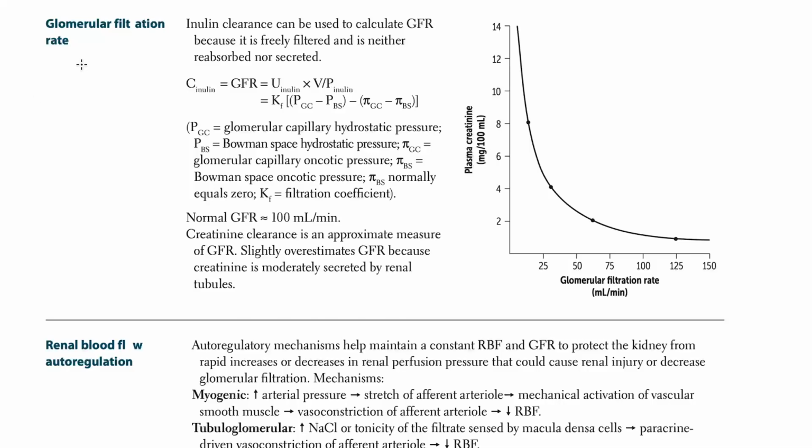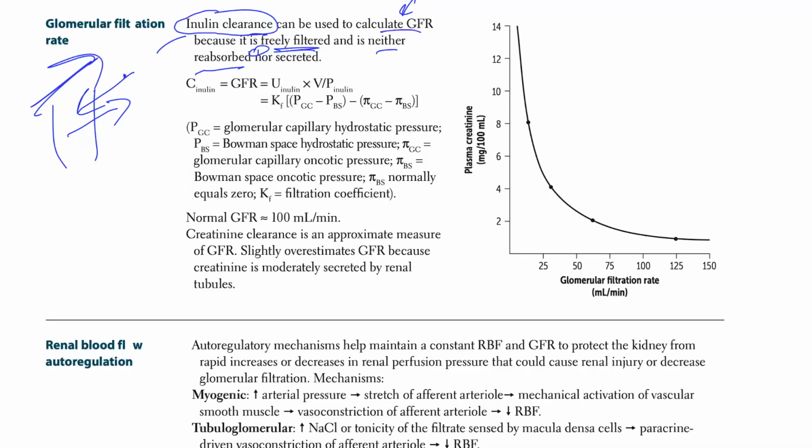Now let's talk about GFR. Inulin clearance can be used to calculate which clearance? Inulin clearance can be used to calculate GFR because it is freely filtered and neither reabsorbed nor secreted. So inulin is freely filtered, and that's why it is used to calculate the GFR.